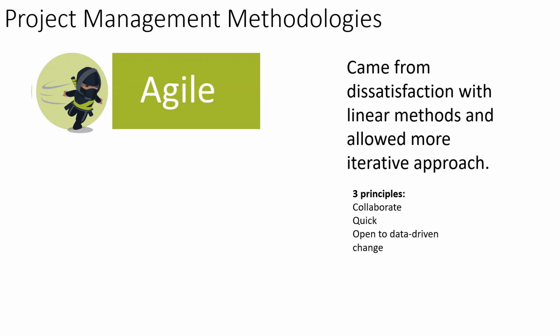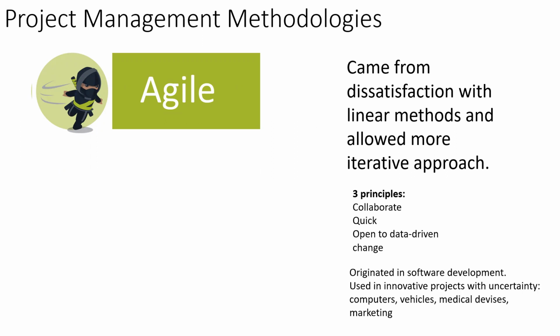Agile is based on 3 principles. It's about collaboration, working together. It's about being quick; we need to get things done quickly. And we are adaptable. We are open to data-driven change. As you get more information and feedback from what you've started, you can quite easily pivot, change directions, and re-look at what needs to be achieved.